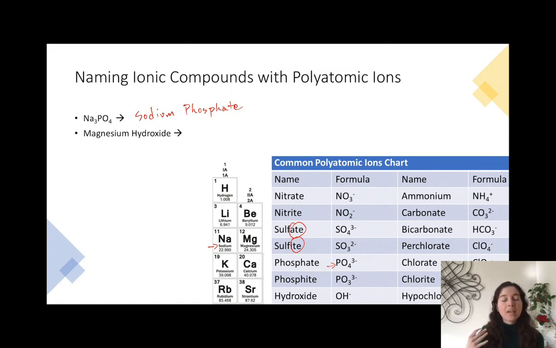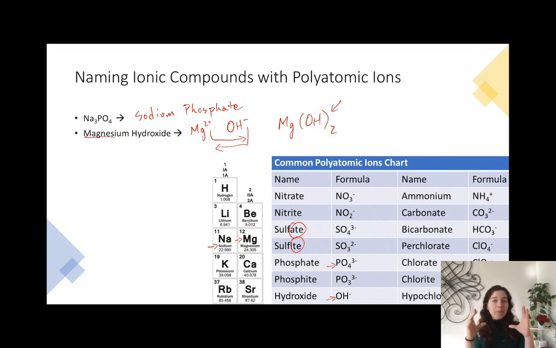Let's look at making a chemical formula from a chemical name. So we've got magnesium hydroxide. Magnesium is here on the periodic table, so it's Mg. Hydroxide is right here, so it's OH-. Magnesium is a +2. So in order to figure out what subscripts we need, we're going to drop and swap. So we end up with Mg(OH)2. Notice how I put this in parentheses here?